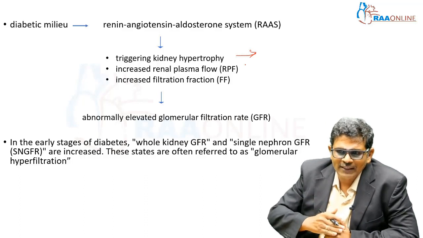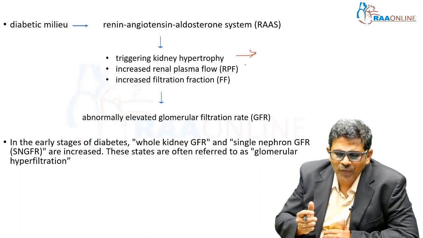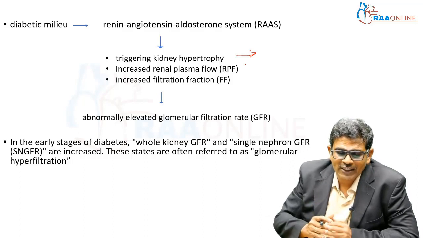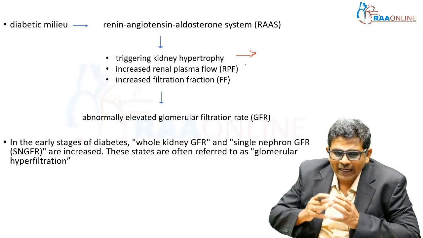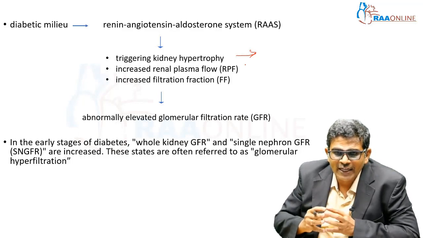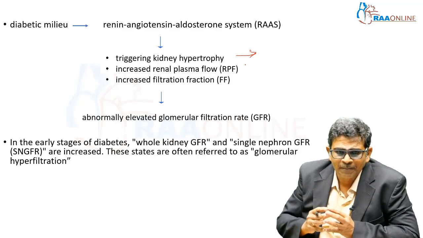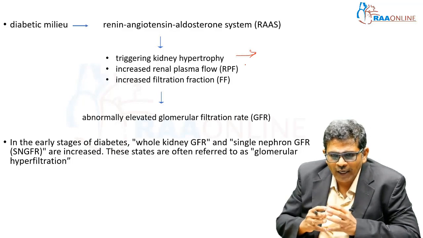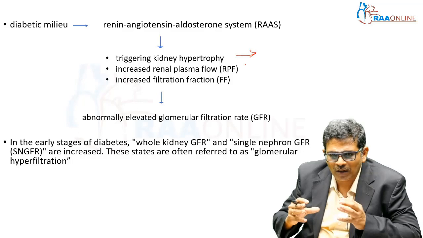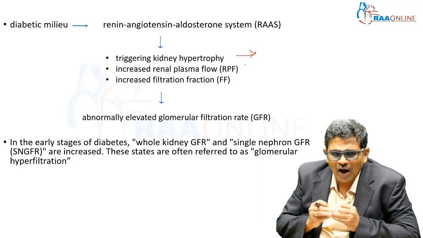Generally, when we see kidney changes, chronic kidney disease is associated with a decline in the glomerular filtration rate. We will see that in detail. But what is important is that in the initial stages, diabetes causes an abnormally elevated glomerular filtration rate. In the early stages of diabetes, both the whole kidney GFR as well as the single nephron GFR are increased. We will look at what these two concepts mean.